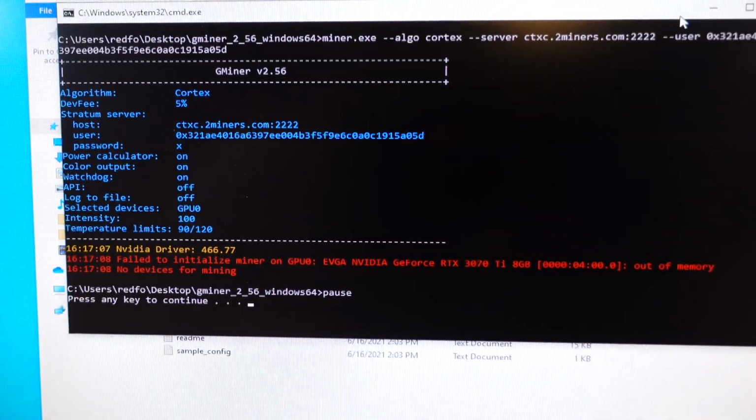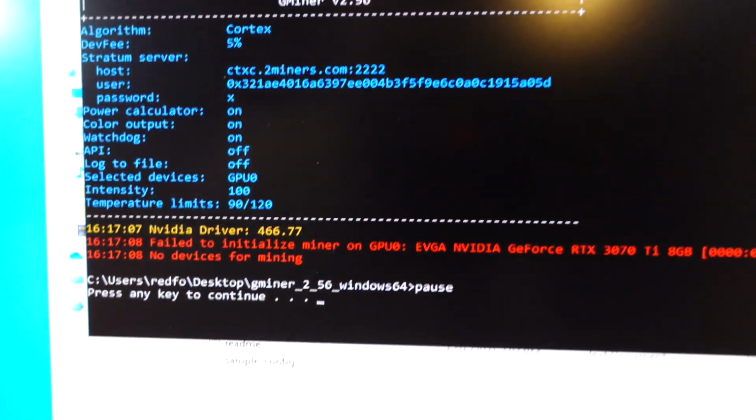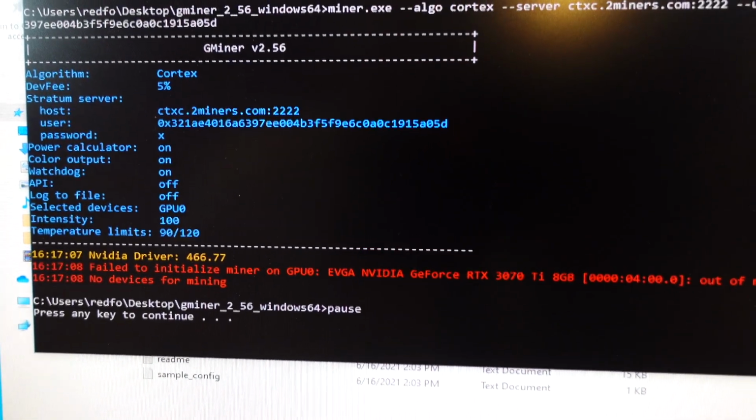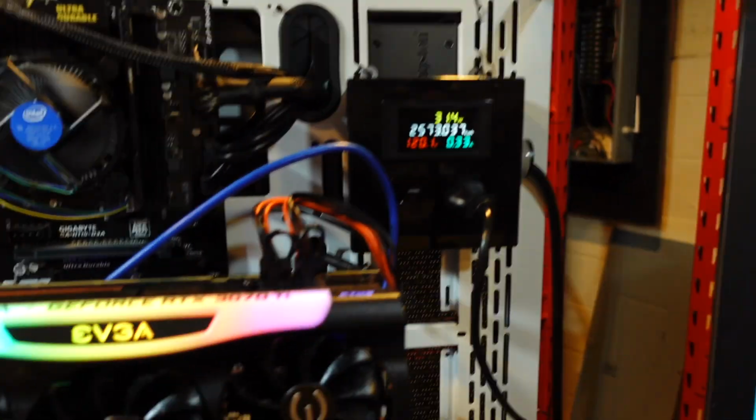All right, for my last one, I was trying to mine Cortex with GMiner, but you can see I'm getting an error that the GPU is out of memory. So I'm not sure what's up with that. If you guys do, let me know in the comment section down below.